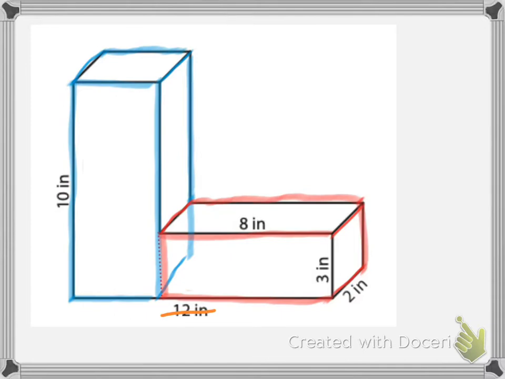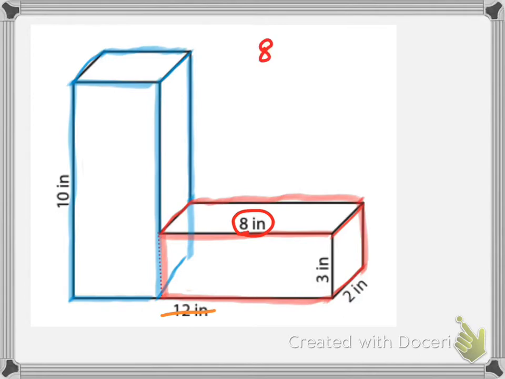So the length is no longer 12. We're going to get rid of that, because the whole thing was 12, and we're not counting the whole thing anymore. We have two separate pieces, so we don't need that number right now. If I am looking at the red one, the length is actually 8. It's not 12 anymore, it's 8. And if you're saying that 8 is on top, well, it's still the length. The length of the top and the length of the bottom are the exact same size, so it doesn't matter where that 8 is. The 8 could be at the bottom of the red piece, and it would still be the length.